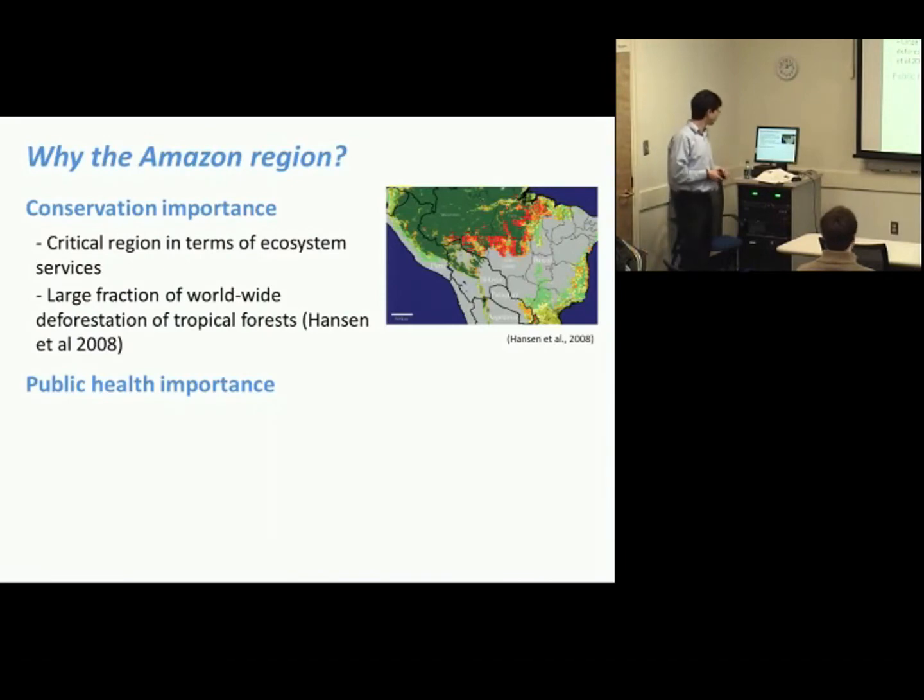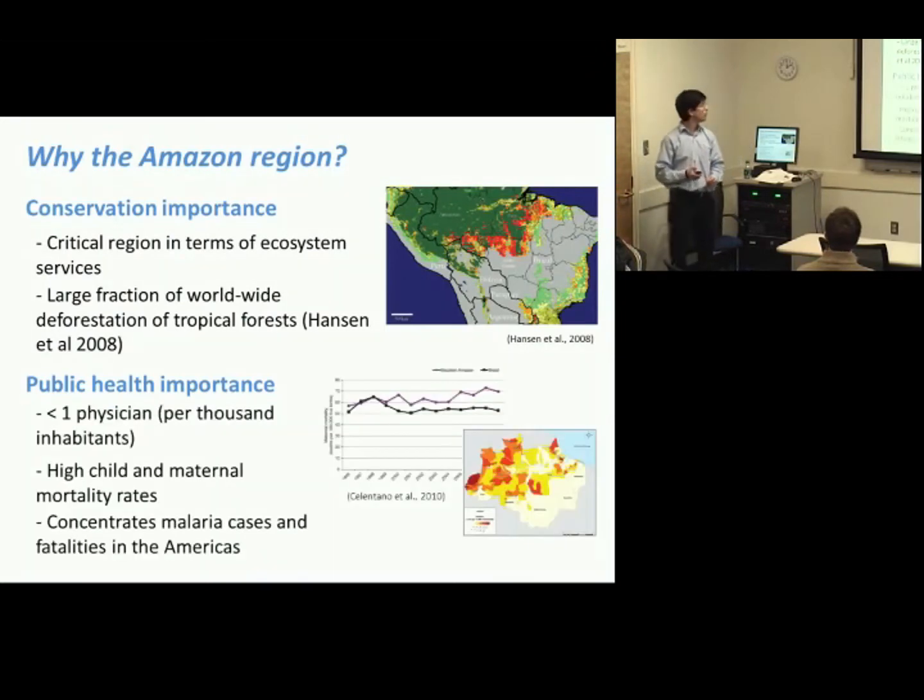This region is really important in terms of biodiversity. You can think of carbon stocks, it regulates regional climate. A lot of the drinkable water in the world goes through that basin. Nevertheless, it's under a lot of pressure. One thing that people that work with conservation don't know is that this region is also critical in terms of public health.